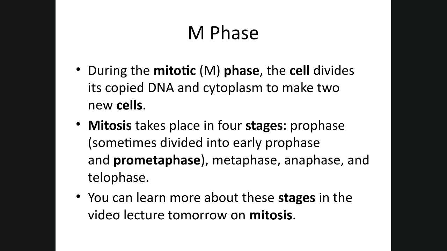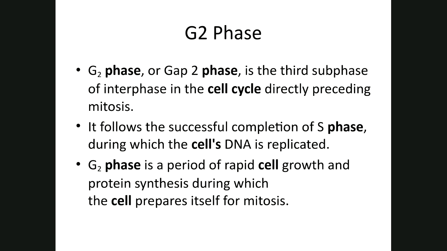Now there is the G2 phase. What is G2 phase? G2 phase or gap 2 phase is the third subsequent subphase of interphase in the cell cycle, directly preceding the mitosis. It follows the successful completion of S phase, during which the cell's DNA is replicated. The G2 phase is a period of rapid cell growth and protein synthesis during which the cell prepares itself for the mitosis.